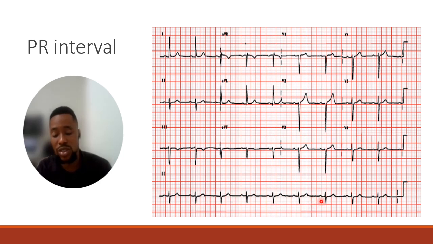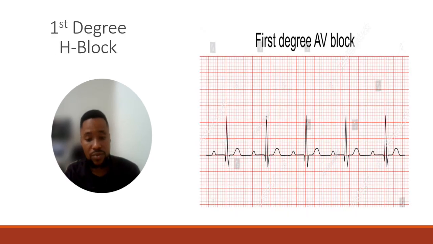So for this, I'll call this a first degree heart block. Why? Let's go to the next slide. So when you have a prolonged PR interval, you'll be thinking of heart block. The heart block could be first degree, second degree, or third degree. Let's start from first degree. So what you notice in first degree heart block is that the PR interval will be more than 5 small boxes. So let's count here.